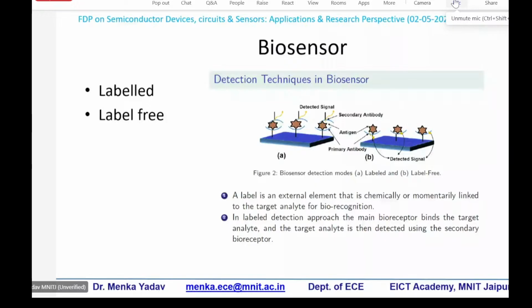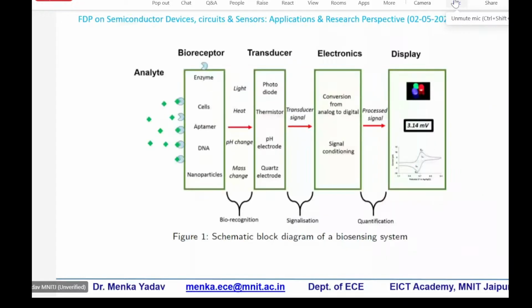So how it works: the schematic block diagram of the biosensing system is given over here. First of all, there is the analyte, and then the analyte is given to the bioreceptor. The bioreceptor can be an enzyme, cell, DNA, nanoparticles, or something like that. Then this information for biorecognition is given to the transducer. This information can be light, heat, mass change, pH change, or something else.